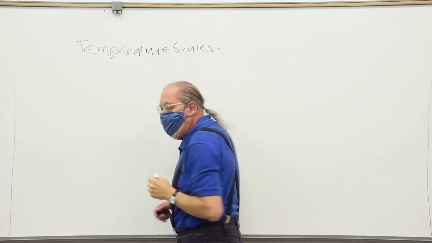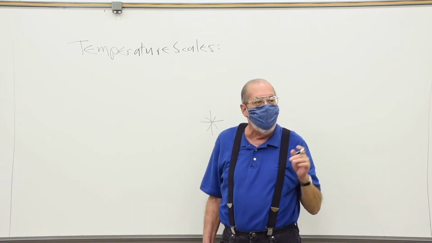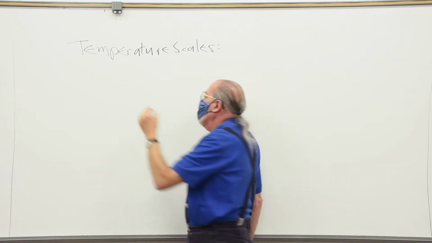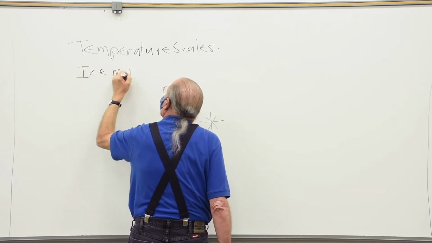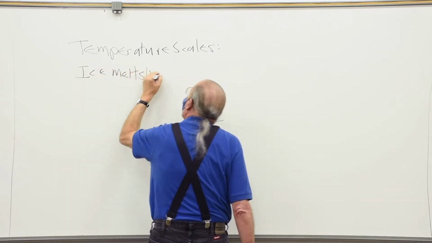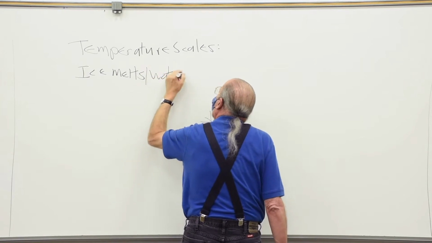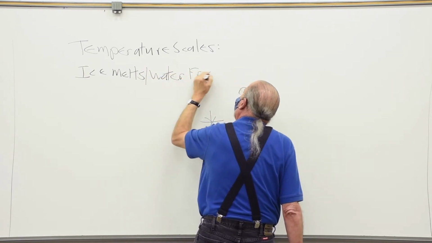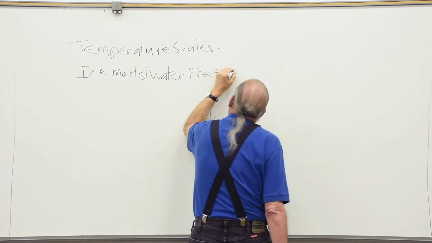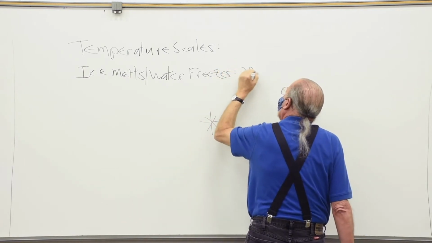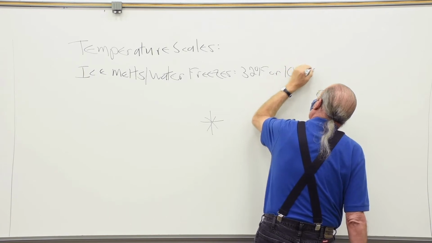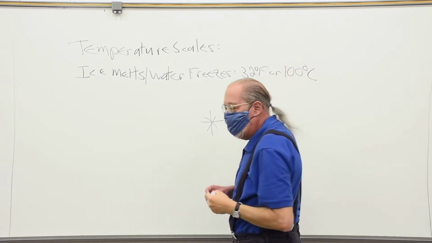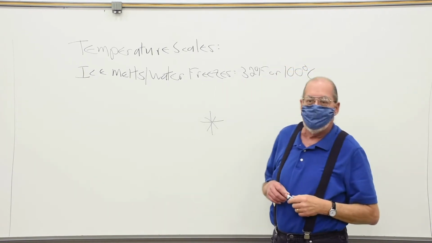And that is, we observed that ice melts or water freezes, depending on how you look at it, always at the same temperature. This is 32 degrees Fahrenheit or 0 degrees Celsius, which is the metric temperature scale.